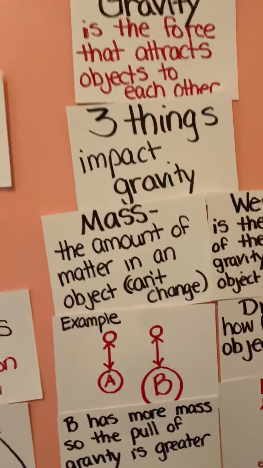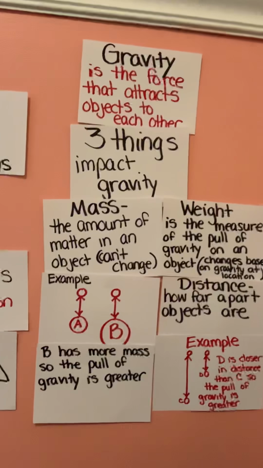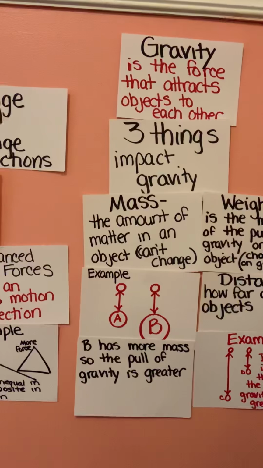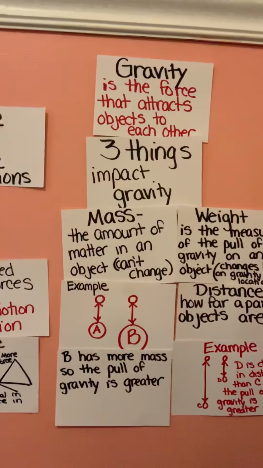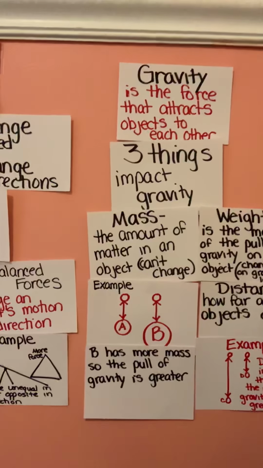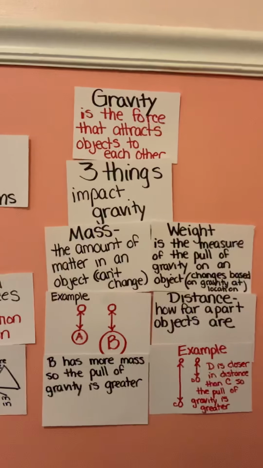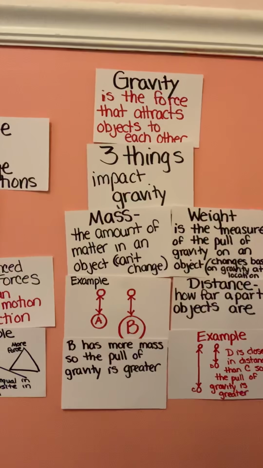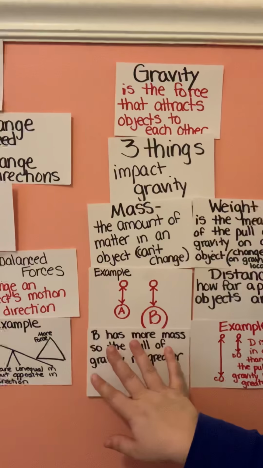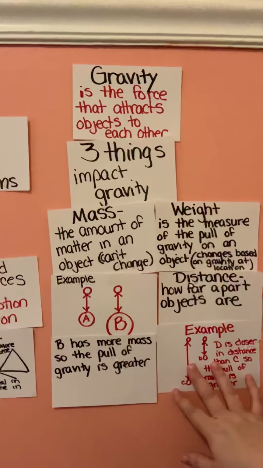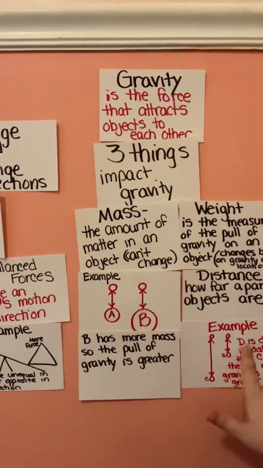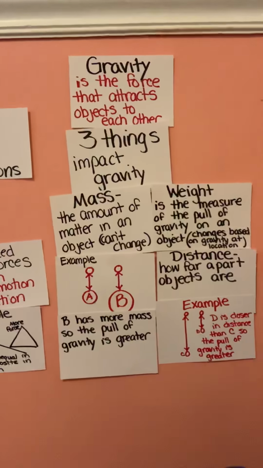All right, so let's review and make sure we're good with gravity. Gravity is the force that attracts objects to each other. Three things impact gravity: we've got mass, weight, and distance. Weight is the measure of the pull of gravity, and it can change depending on location. Mass is the amount of matter in an object, and it cannot change. But the more mass an object has, the greater its gravity. Distance is how far two objects are apart from each other, and you can see that D is closer than C, so therefore its gravity is greater.